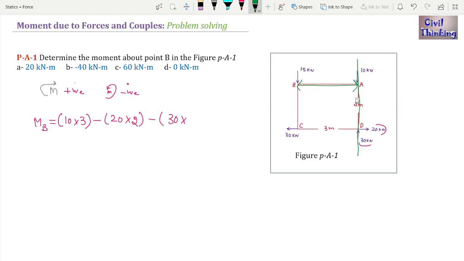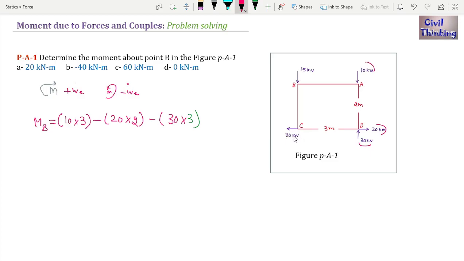If you don't know about moment, please watch my video lecture on how to find the bending moment or the moment due to forces. So the distance here is 3 meters, multiplied by 3. We have also found the moment due to this.